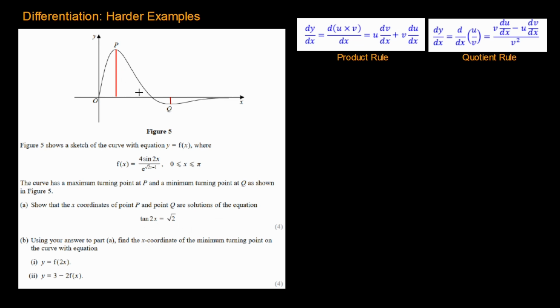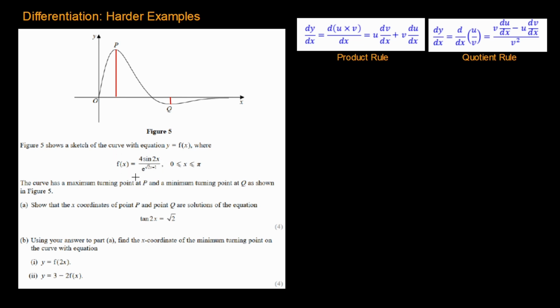Well, to find any turning points, we need to differentiate the curve and then put that differential equation to 0 and find out what the solutions are. Now, our function here is a mixture of two functions. We've got sine 2x on the top and we've got e to a power on the bottom. It's an opportunity for us to use the quotient rule.